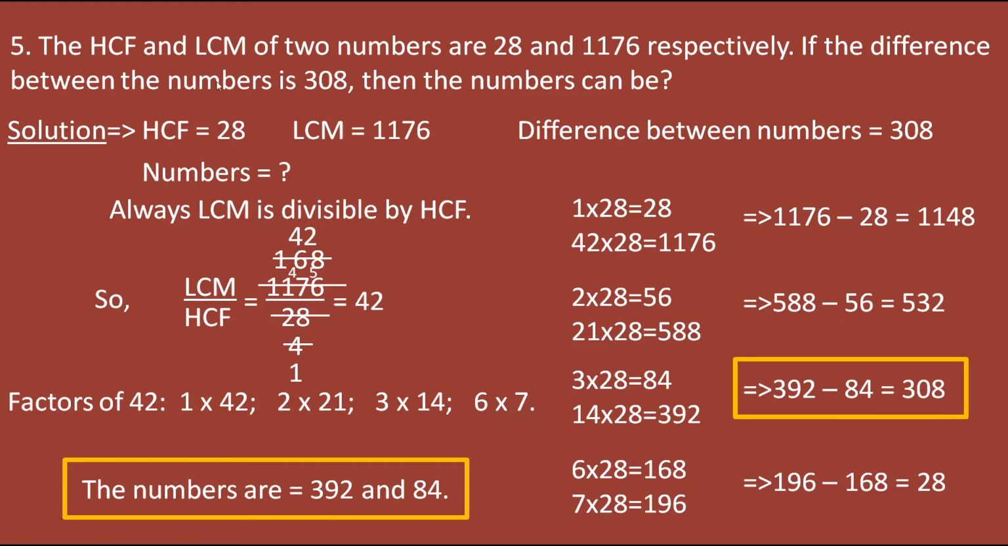This question was a bit complicated, but it's very easy. First you have to divide this LCM by HCF, then you will get one number. You have to find the factors of that number and make pairs of co-prime numbers from the factors, multiply those pairs with HCF and find the difference between them. Whichever difference gets matched, those numbers are the answers. So it's very easy.